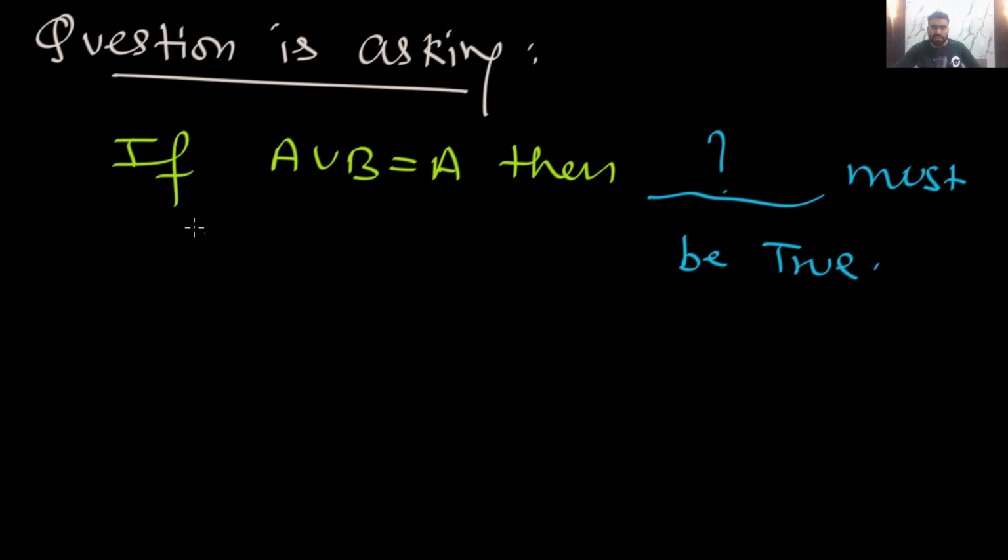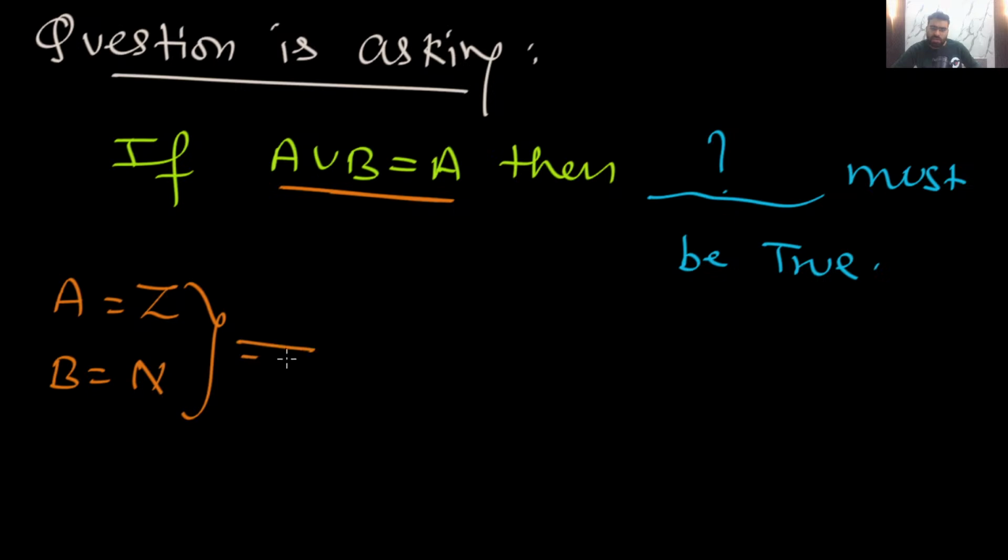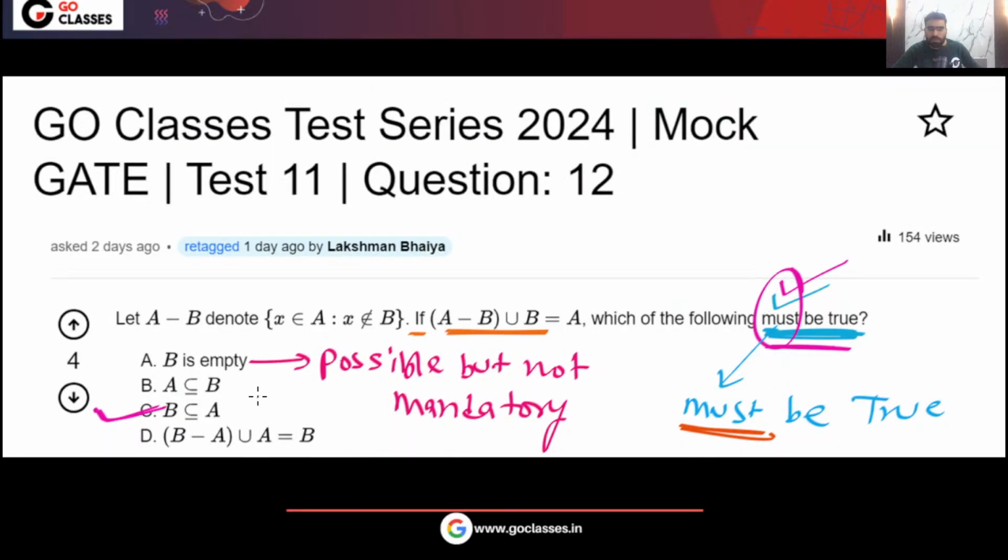Now you tell me, if this happens, then can I say B must be empty? No, because for example, you can take A as the set of integers and B as the set of natural numbers. Here you can easily see that A union B will be equal to A. So option B is possible but not mandatory. The question is asking must be true, so this is not correct.